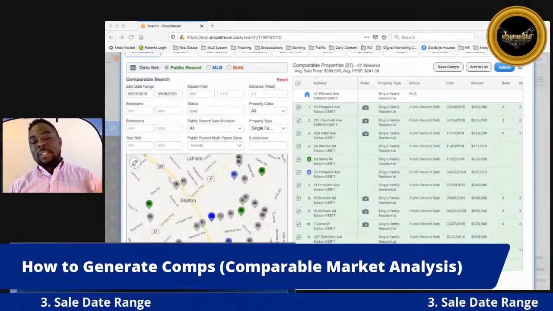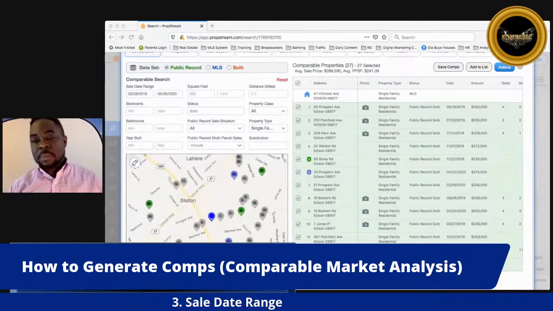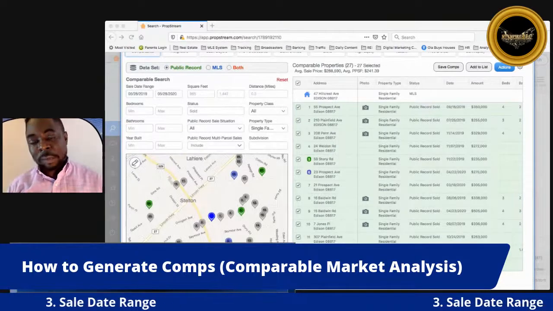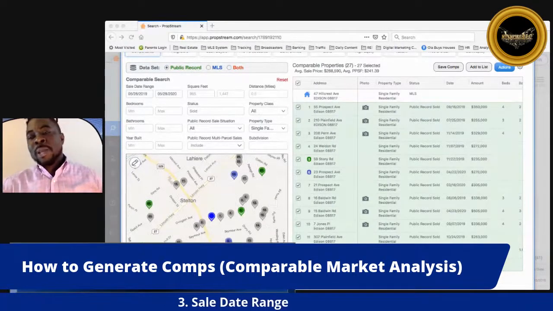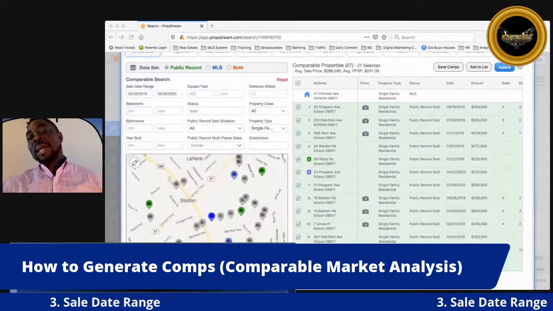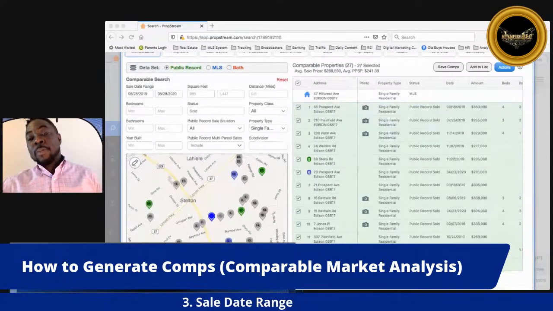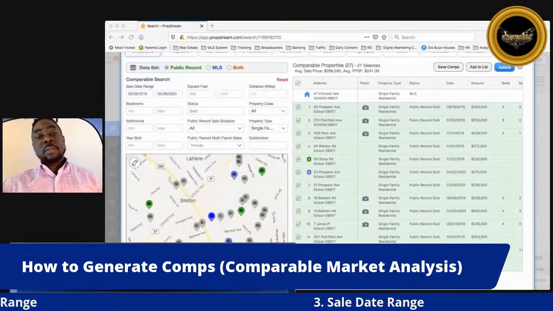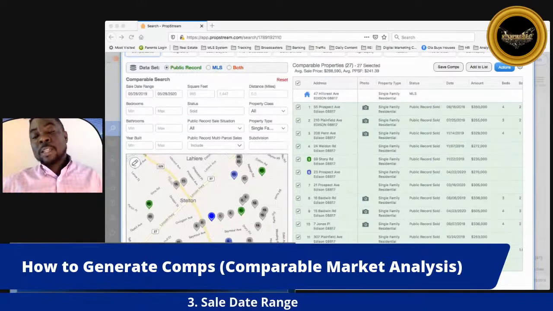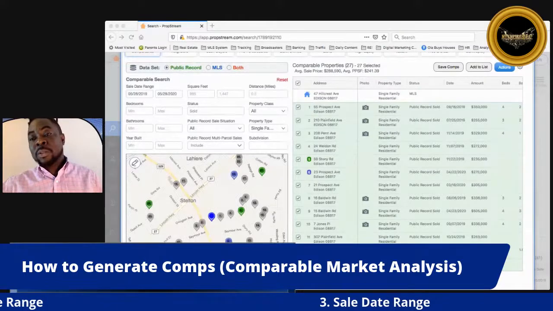The third thing is sales date range. Right now, you want to keep it at 6 months, not 1 year, 6 months, okay? And a cash buyer may come back and tell you, no, I'm not looking at 6 months. I need comparables within the last 3 months. If they're very conservative, they are conservative. But for me right now, I'm keeping it at 6 months. If a cash buyer doesn't like that, at least they will have a conversation with me and we'll see about maybe possibly renegotiating with a seller or something like that.